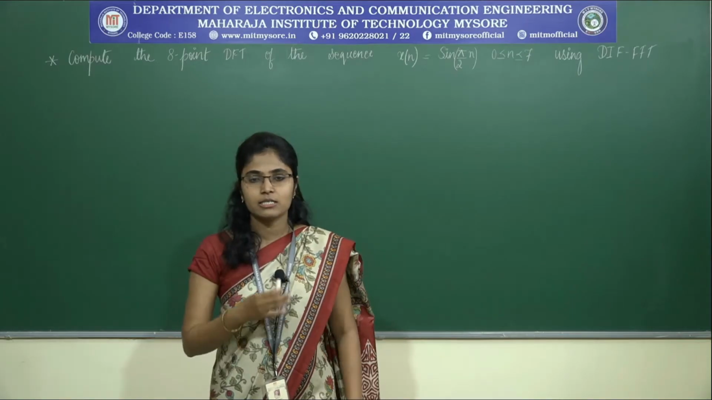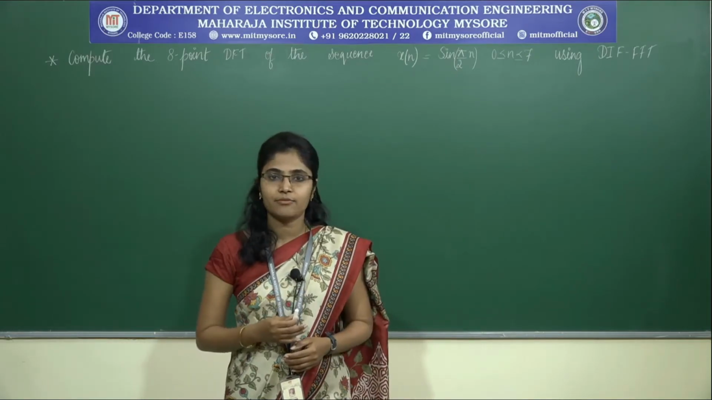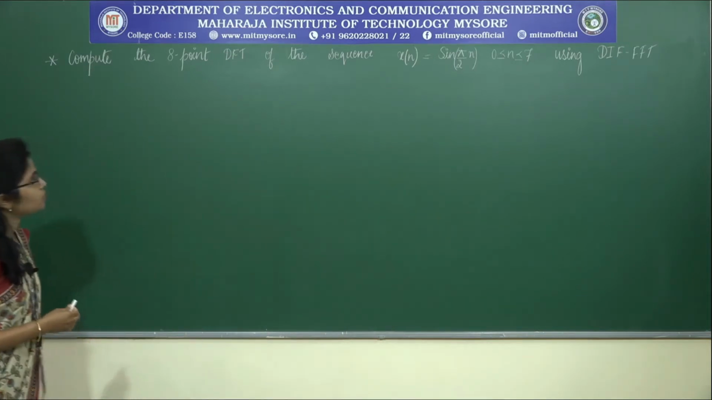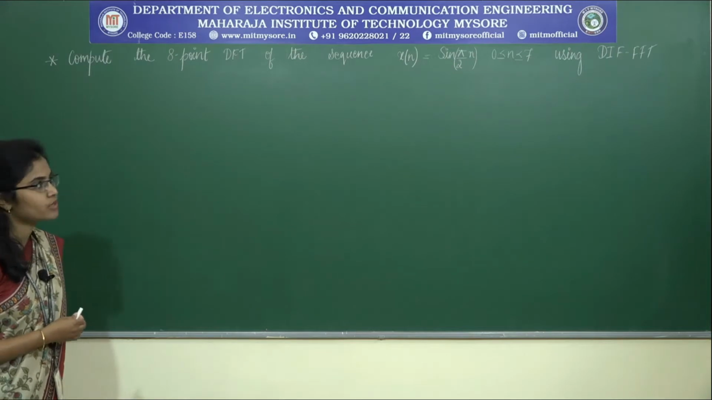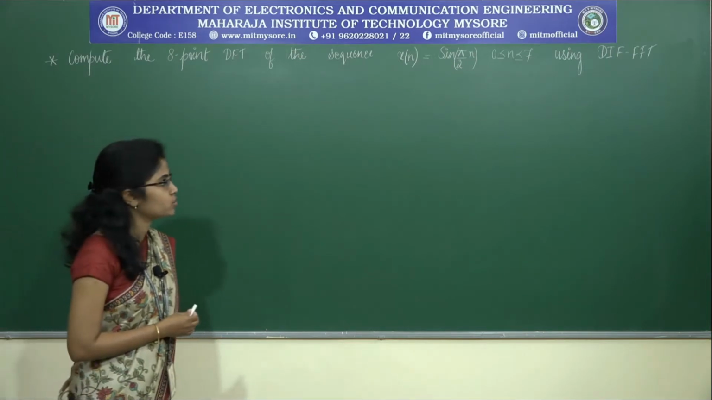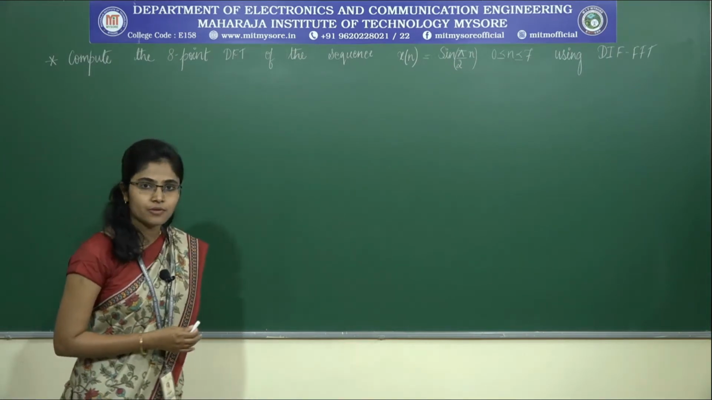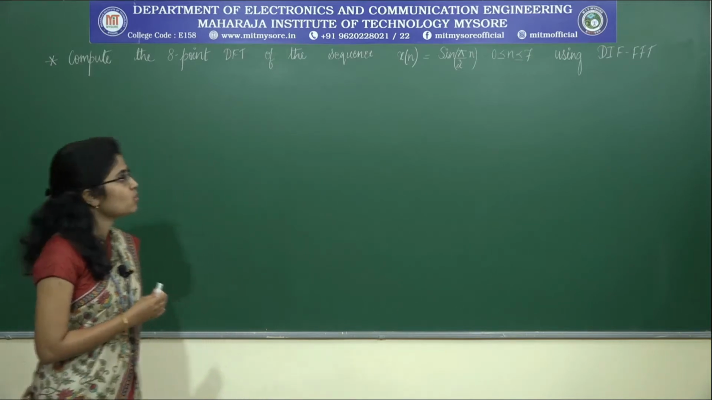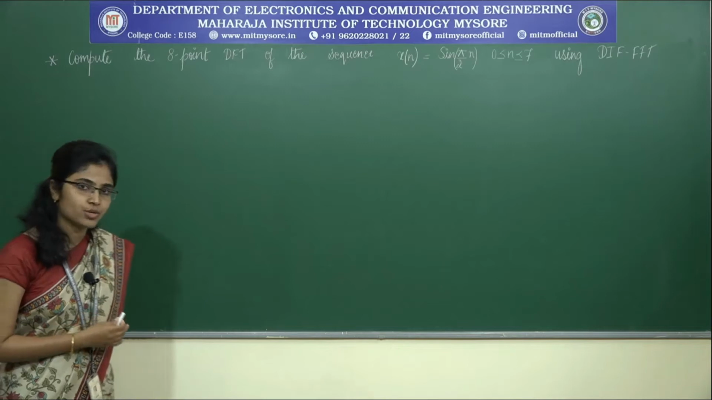In today's class, let us see some more problems on DIF FFT algorithm. So, the problem is: compute the 8-point DFT of the sequence x of n equal to sin(pi by 2 n), where the range of n is from 0 to 7, using DIF FFT algorithm. What they have done here is they have given us a trigonometric function.